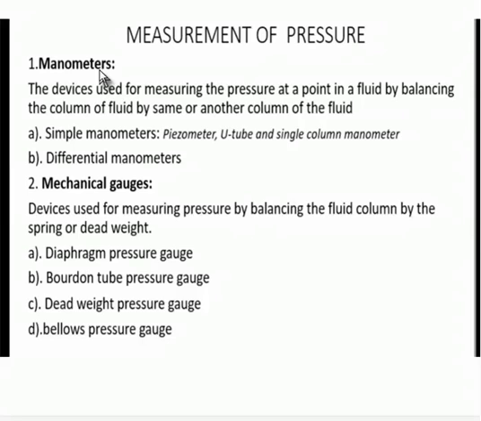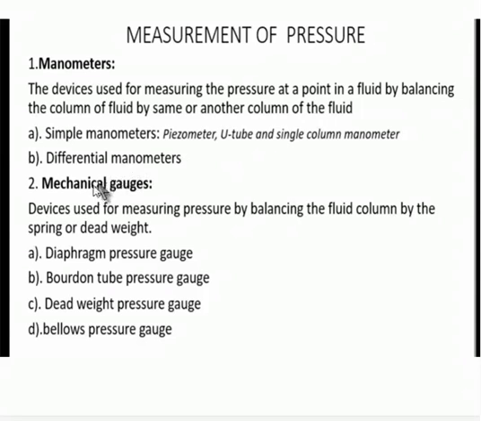Okay, manometer is a device which is used to measure the pressure at a point in a fluid by balancing the column of fluid by the same or another column of the fluid. By using this column, we can balance the fluid. So by doing this, we can measure the pressure at a point in a fluid. Okay, there are two types: simple and differential manometers. In the simple manometer: piezometer, U-tube, and single column manometer.